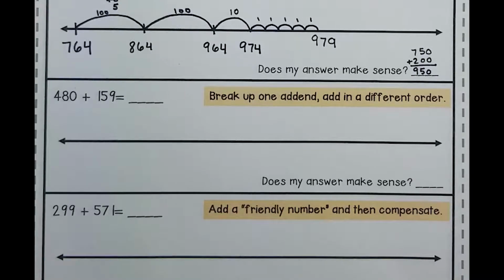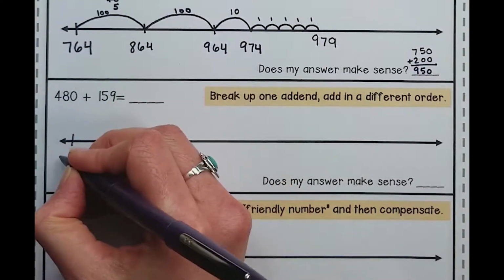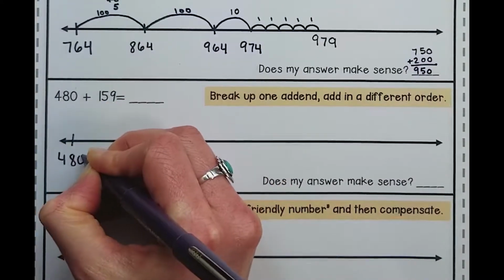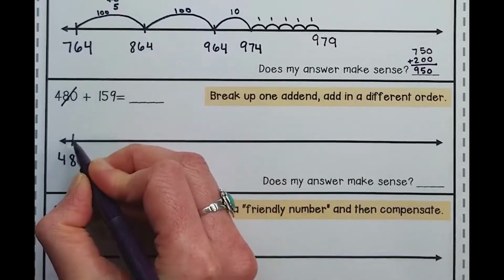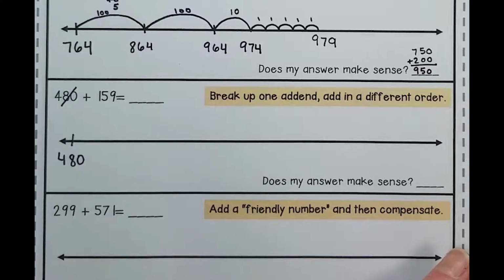I'm going to go ahead and start on my number line. 480. I'm going to cross that off because I'm starting at this number and I'm already there. And then this time, remember last time we'd made jumps of 100? This time I don't know if that's going to be the best, easiest way to do this.